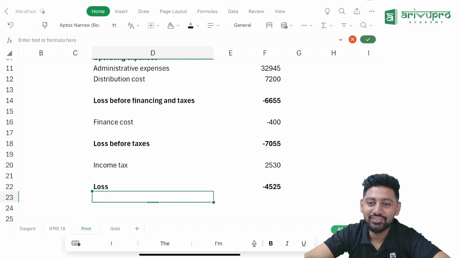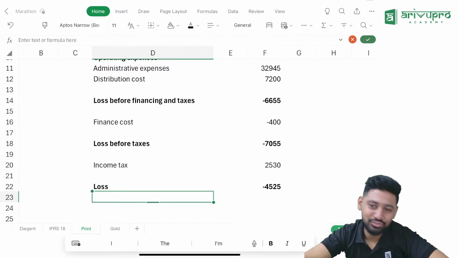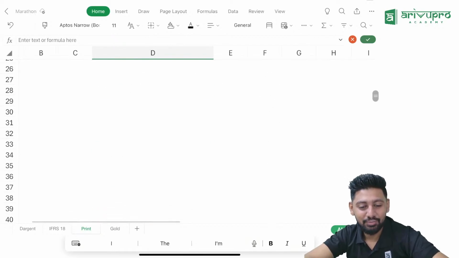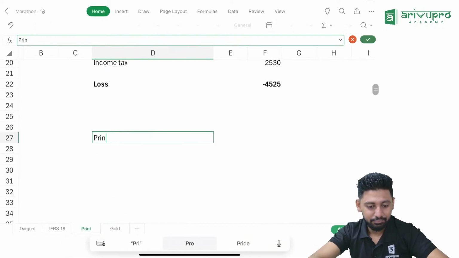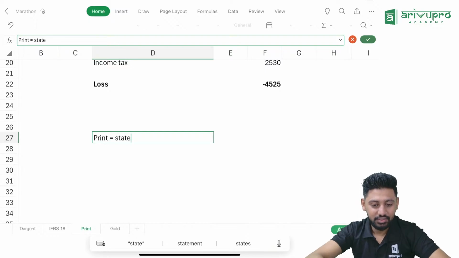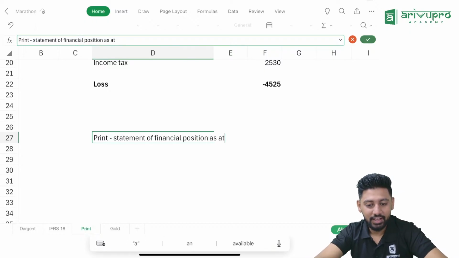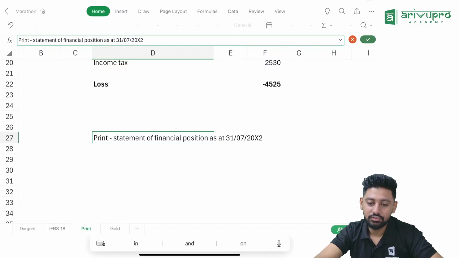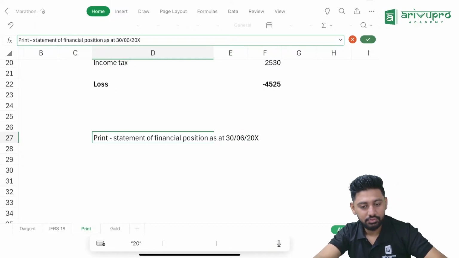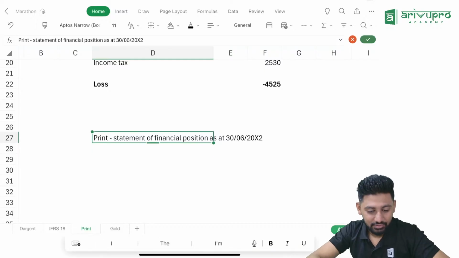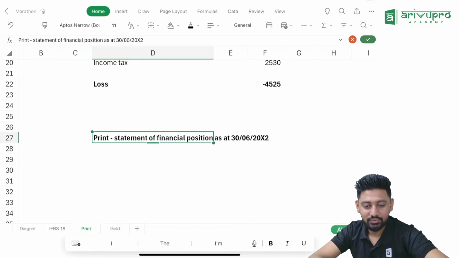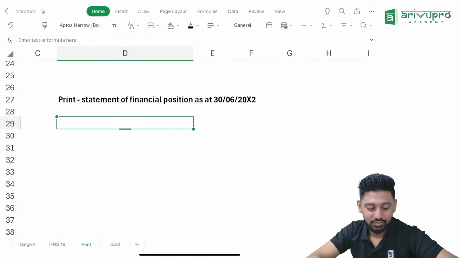And then we can go on to the statement of financial position. So let's go to the top. Let's say print, statement of financial position as at 30th June 2012. Super. Okay, done and dusted. What do I do next?